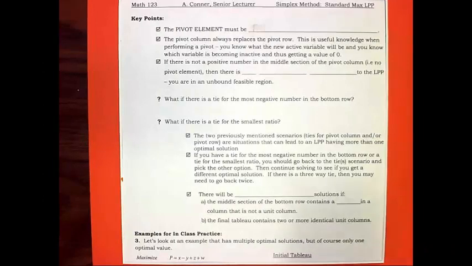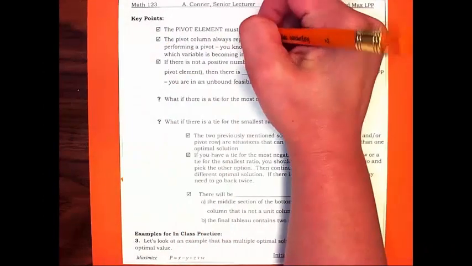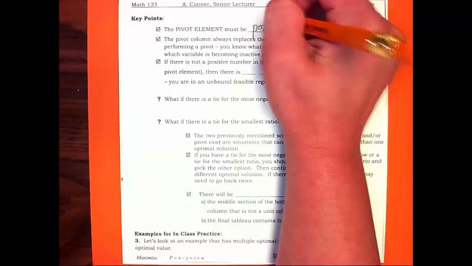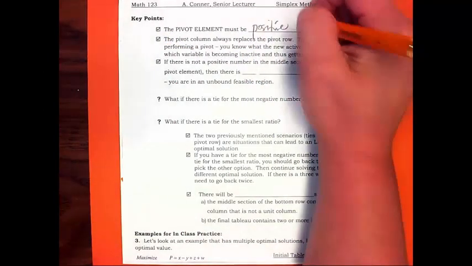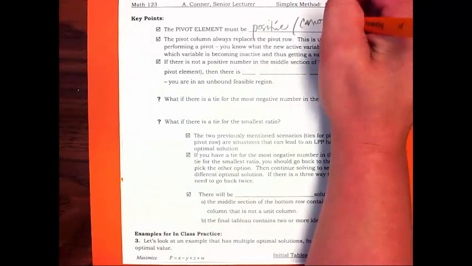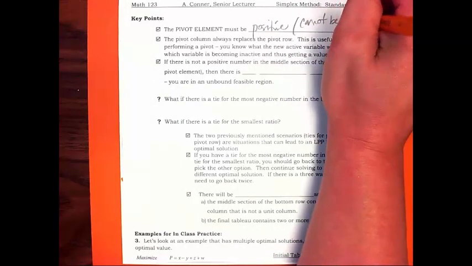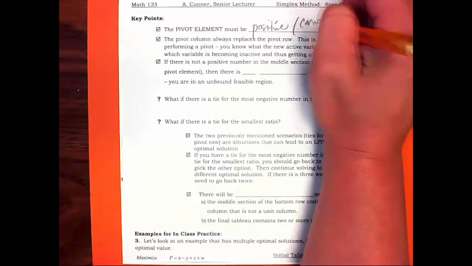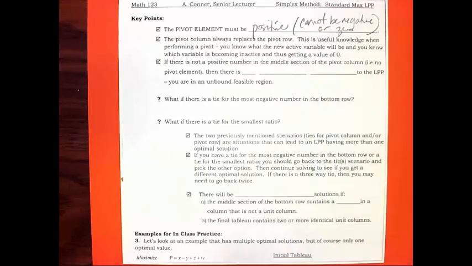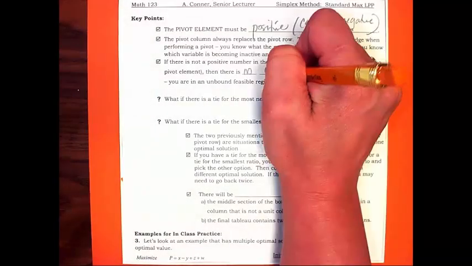Some key points to keep in mind: the pivot element must be positive. Cannot be negative, cannot be 0. Can't be negative, can't be 0. If there is not a positive number in the middle section of the pivot column, in other words, no pivot element, then there is no optimal solution.